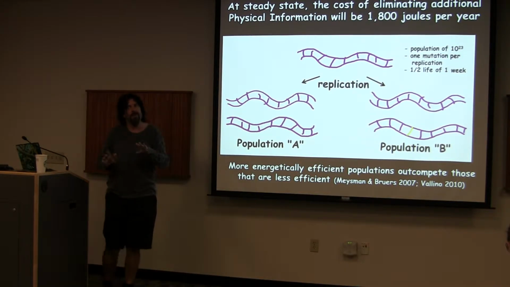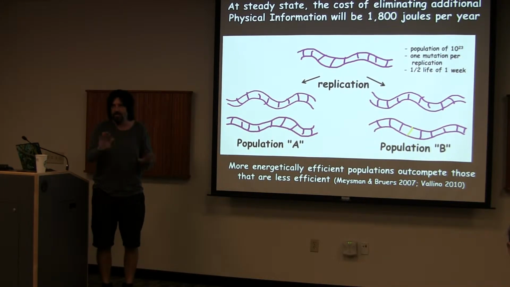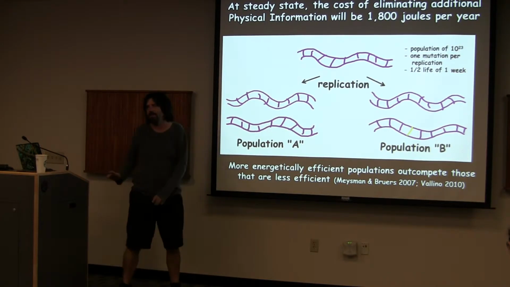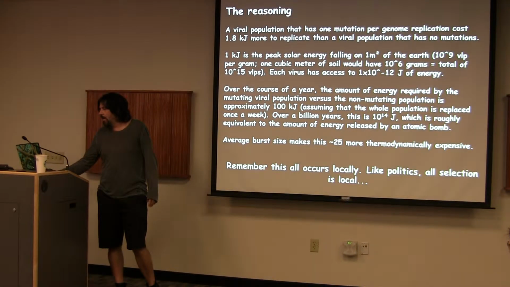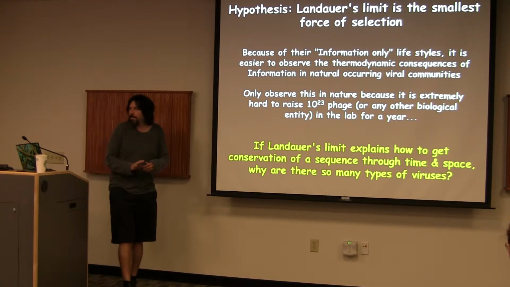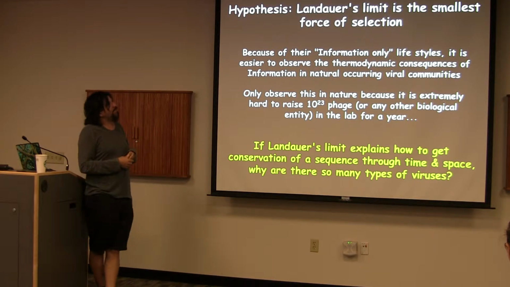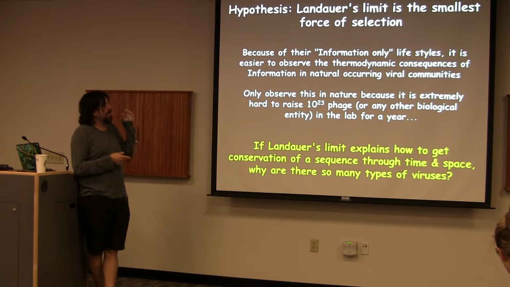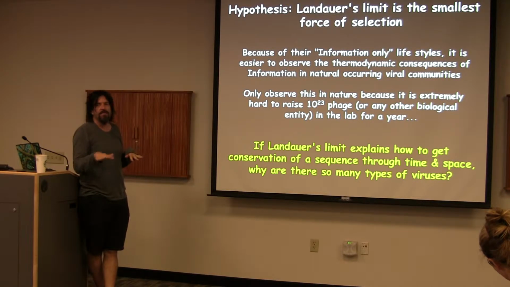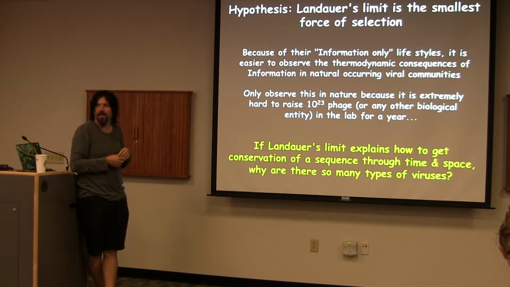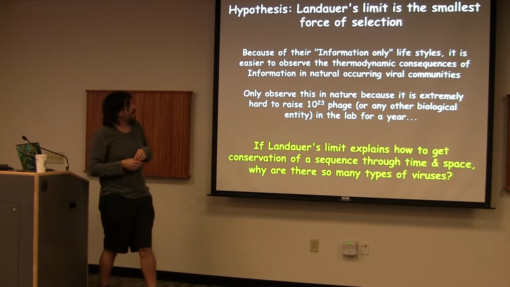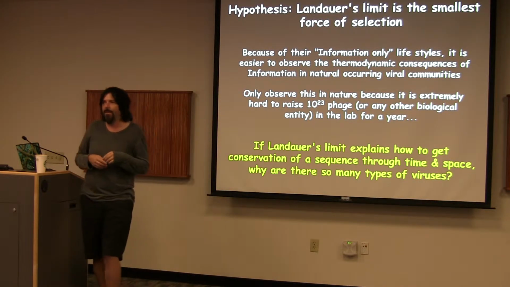Right? So this doesn't require recombination, it doesn't require anything else. This is just energetic selection based on information. All right. So what you end up with is this hypothesis that the Landauer's limit, so this ability to look at information, is going to be the smallest force of selection. So this puts an absolute limit on it. So it's going to be 10 to the minus 21 joules that we're looking at. That's way, way below anything that we can do in the lab.